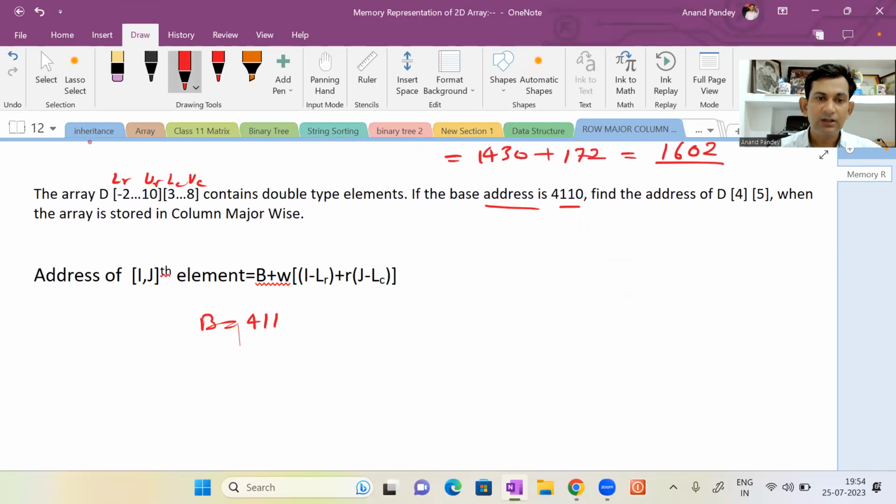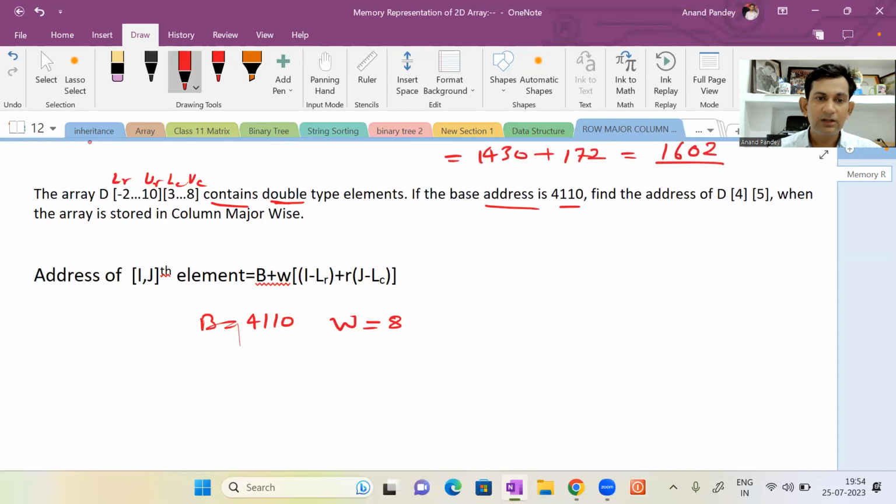4110, 4110. Now what is the value of W? Width of each element contains double type. Indirectly it is given. Double type, the size of double data type is 8. So that also you have to remember. So here the W will be 8. Each element will require 8 bytes. So width of each element is 8, double type.